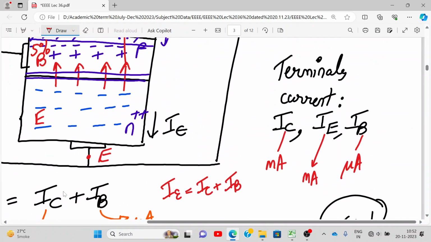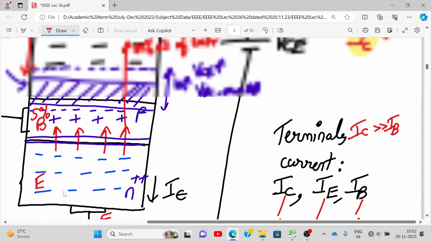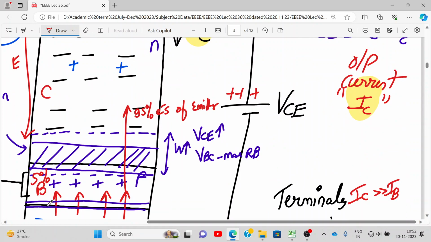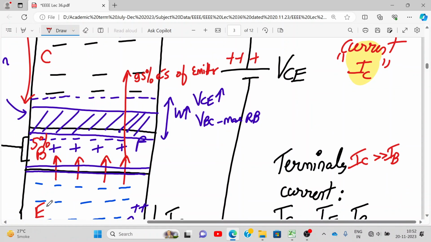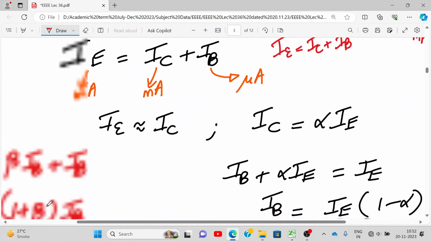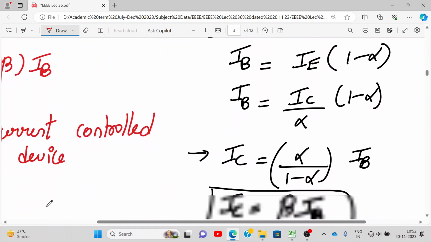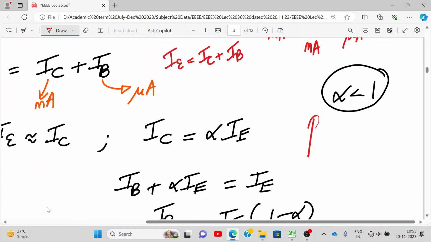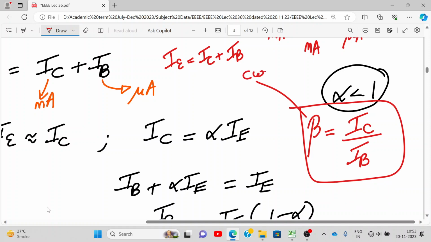Now, can you agree that IC is very much greater than IB? Correct? So can I say output current is greater than input current? So output current divided by input current will be very high, and that is why it leads to amplification. It's the current gain, and that is called the beta of the transistor. Beta is output current over input current, IC upon IB. This is called the current gain.